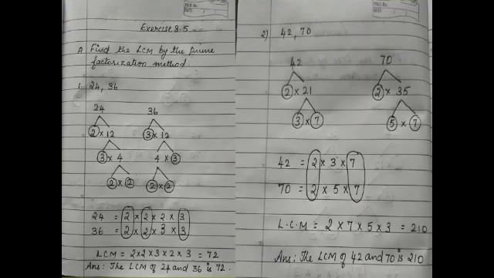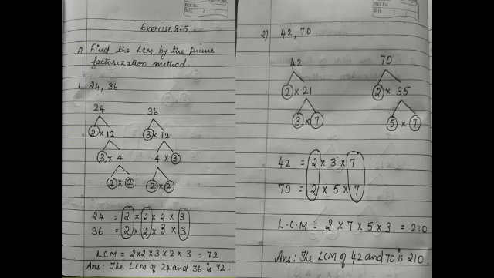Let us see the sums in exercise 3.5. Find the LCM by the prime factorization method. First sum is 24, 36. First you will find the prime factors for 24. Then you will find the prime factors for 36. Here the prime factors for 24 is 2 into 2 into 2 into 3. And the prime factors for 36 is 2 into 2 into 3 into 3.